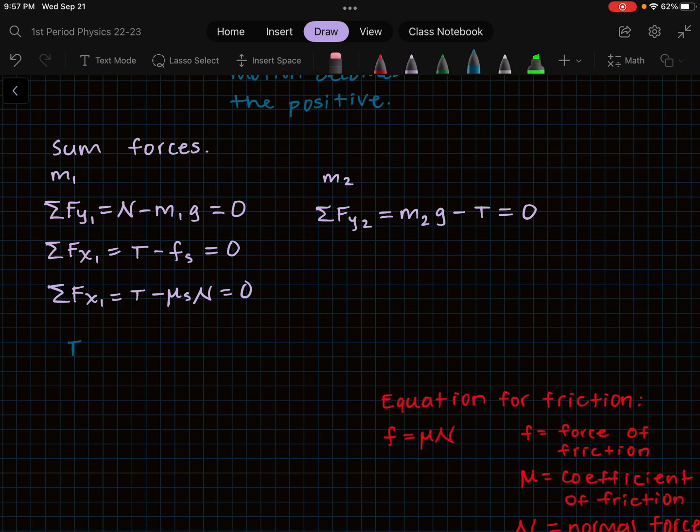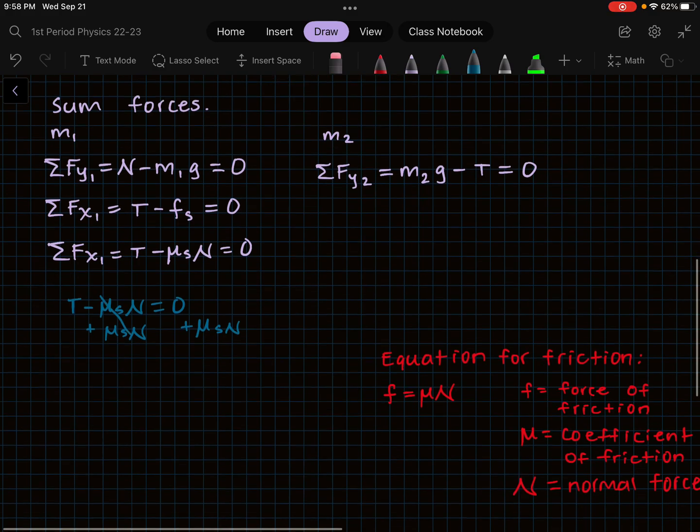tension minus mu s normal force is equal to 0. To know what the force of friction is, I just add this to both sides. So I move mu sub s N to the right. I move the force of friction to the right. This cancels, and I have that tension is equal to the friction force, mu sub s times N. Because this is what I'm looking for, mu sub s, right?